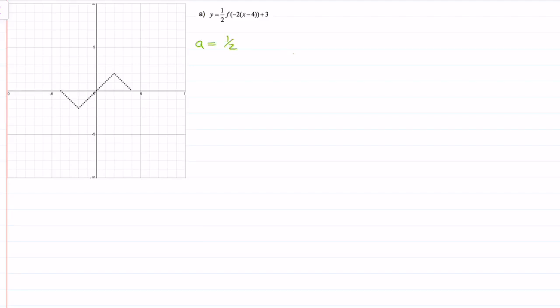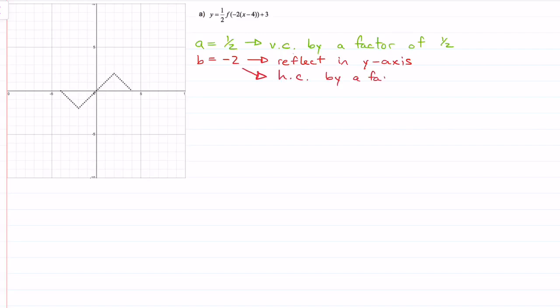So my a value is 1/2, and that's a vertical compression by a factor of 1/2. The b value is negative 2, and you always have to remember that's two things because it's negative. So because it's a negative, it's a reflection in the y-axis. And now we got to deal with the 2 on the inside.